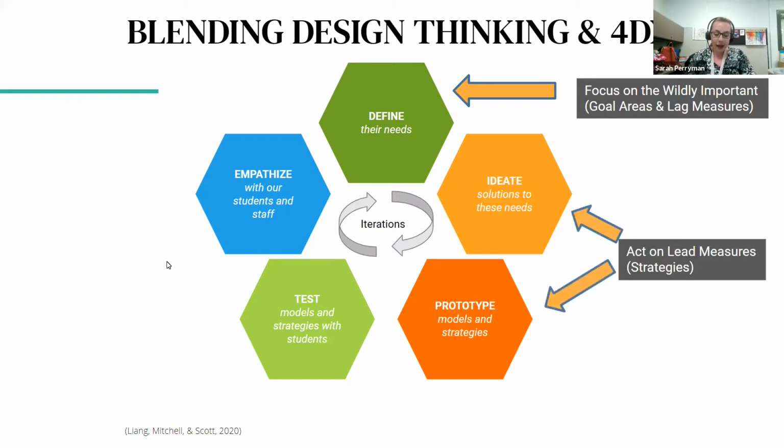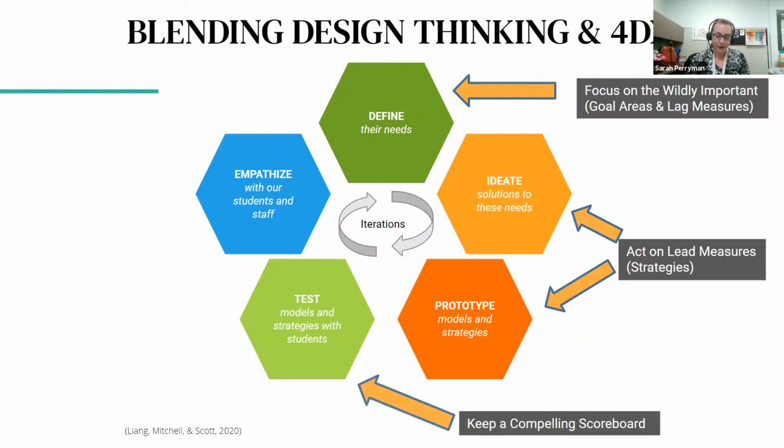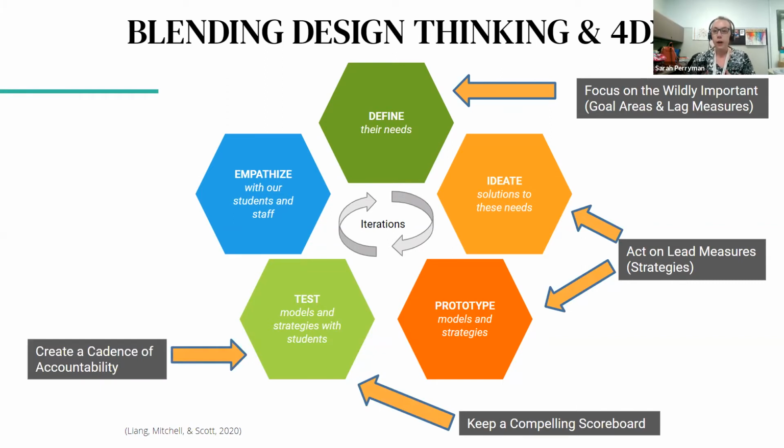As you begin to ideate and brainstorm strategies that you prototype or plan out for implementation, you're preparing to act on your lead measures. Those lead measures, those strategies, are what lead you to results or movement closer to your lag measure. And once you begin testing, you will want to keep a compelling scoreboard, meaning that you have a way to track your progress and your impact. And you also want to create that cadence of accountability where you can reflect on your progress and iterate or pivot as needed. Keeping a compelling scoreboard and creating a cadence of accountability represent disciplines 3 and 4 respectively.